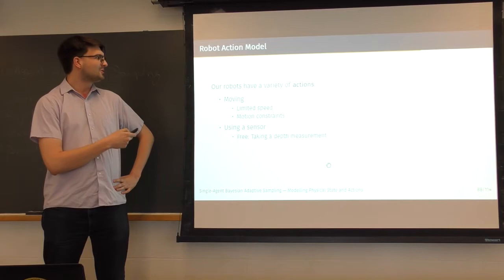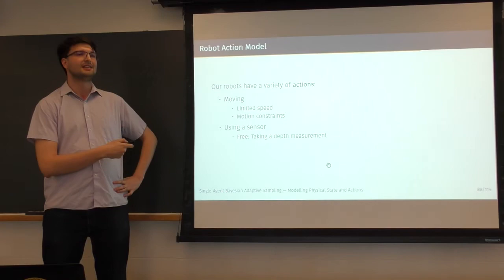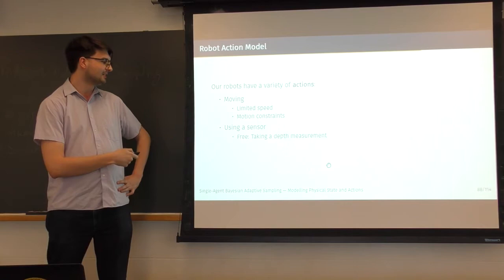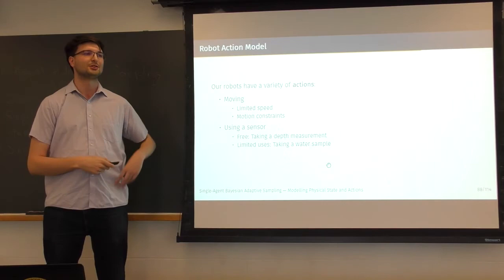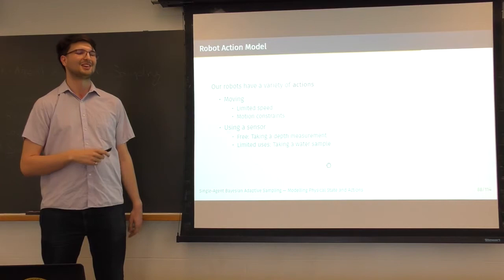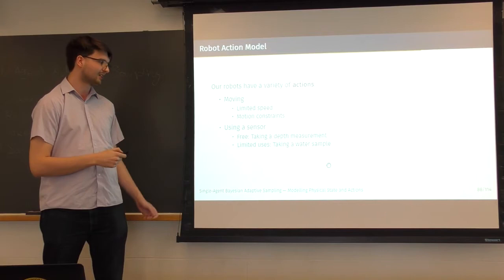Also, robot actions might include using a sensor. If it's taking a depth measurement, that might be free in the sense that there's no other significant power cost to doing it, and it happens pretty much instantly. There are other sensors that have a limited number of uses. For example, if you're taking water samples, you always only have a finite number of bottles to store those water samples in. So once you take one, you can't reuse it. Or you might consider it to be costly in some sense.